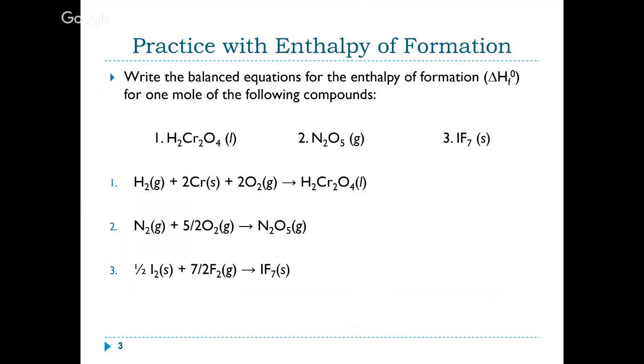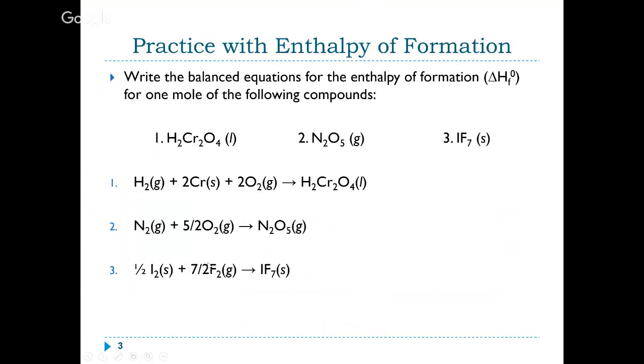Well, we write out balanced equations showing the formation of 1 mole of a particular compound coming from the elements that make up the compound. So when we're doing this, we have to make sure that we identify the elements, how many we need, and then if we're not sure, we can look in the back of the book at Appendix C to make sure that we're only using the ones that have a 0 enthalpy of formation associated with them.